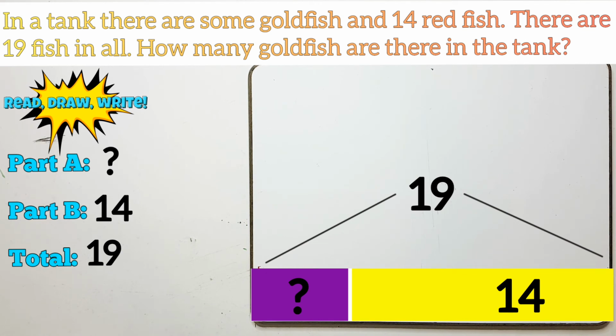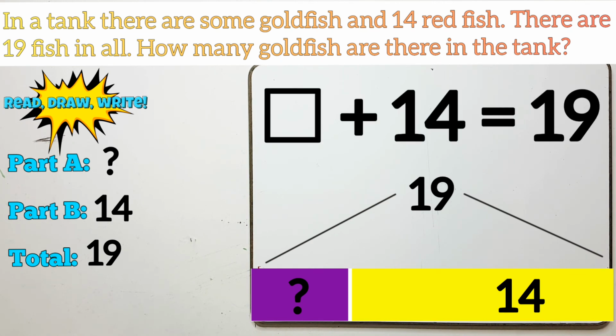19 is my total. And then it asks me, how many goldfish are there in the tank? They're asking me about the mystery number, how many goldfish there were. Let's see how this looks in a tape diagram. I have my mystery box and 14, and then my total is 19. My number sentence would say something plus 14 equals 19.